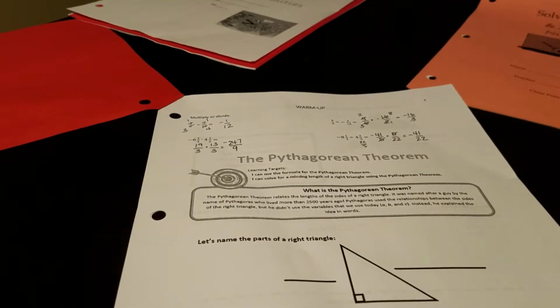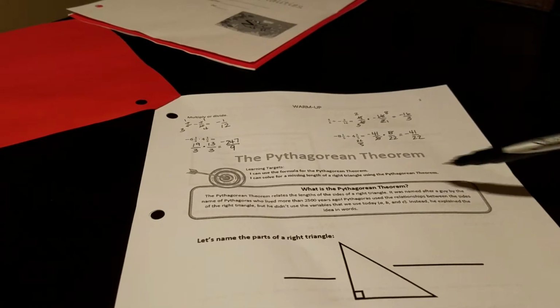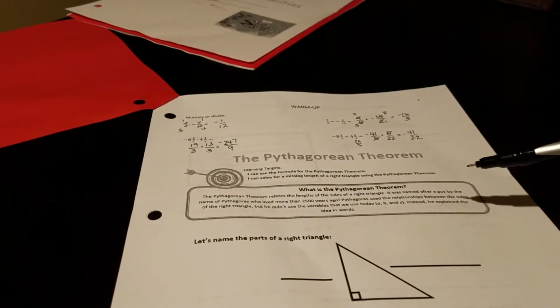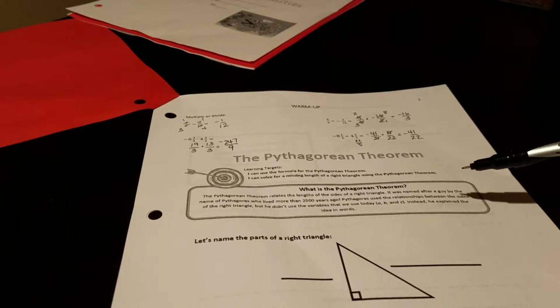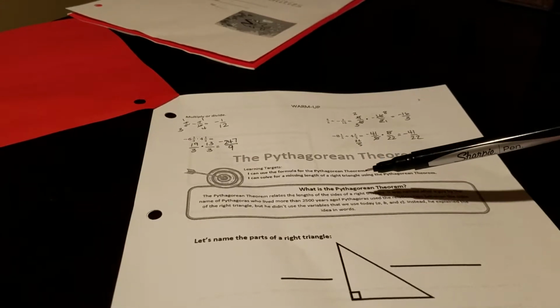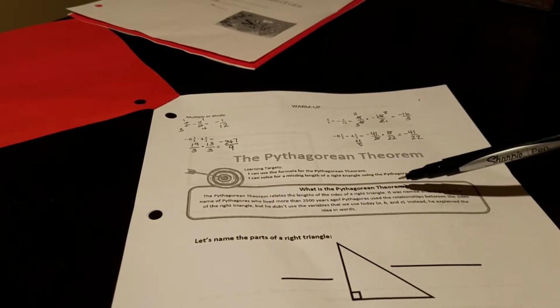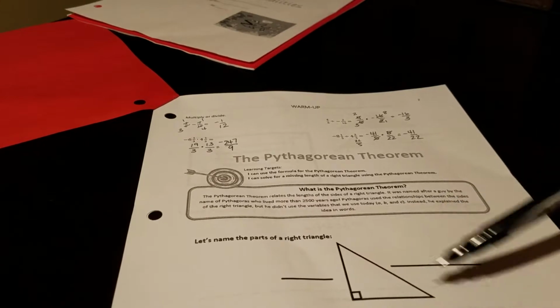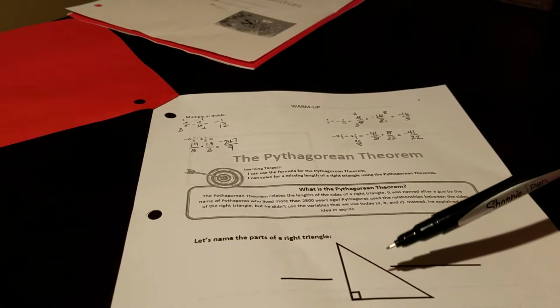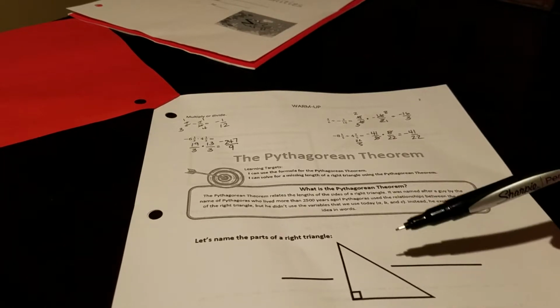Alright, so today's lesson is a little introduction to the Pythagorean Theorem. There's a little paragraph here about the Pythagorean Theorem and how it originates. Basically, it is invented essentially by the man named Pythagoras. He was a mathematician in ancient Greece, and he used the relationships between the sides of the right triangle. He was able to develop kind of this theory about what exactly happened with the sides of the right triangle.